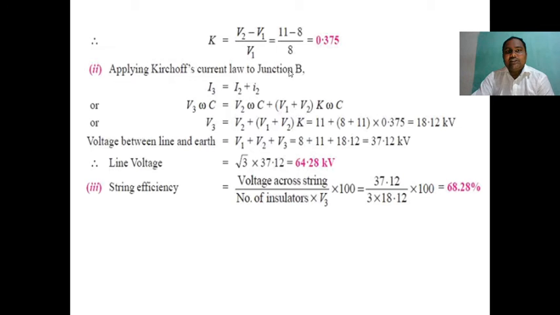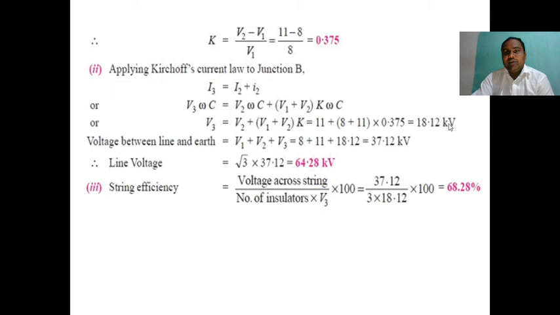Applying Kirchhoff's law at junction B, I3 is equal to I2 plus I2'. I3 is V3 omega C, which is equal to V2 omega C plus (V1 plus V2) of K omega C. Substitute all the values. We know the K value, we know the V2 value, we know the V1 value, so we can easily find the V3 value.